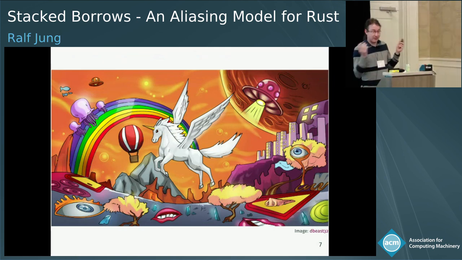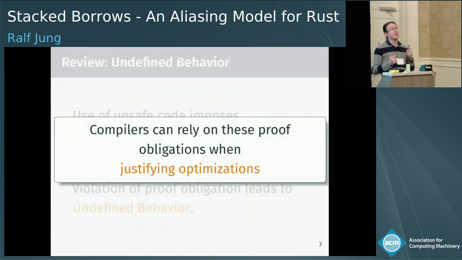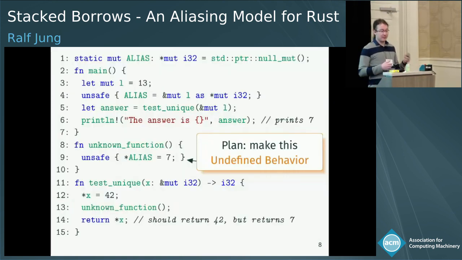The reason this is useful is that when justifying the correctness of optimizations, you get to assume that all of these proof obligations hold. And we only have to check that the optimization is correct for programs where the proof obligations are met. So the plan for this work is to add a proof obligation there in line 9, where we are using the raw pointer, that says something along the lines of, you can't mess with the aliasing guarantees of references elsewhere in the program. And this client here is violating that proof obligation, and hence we don't have to consider it when justifying the correctness of our optimization.